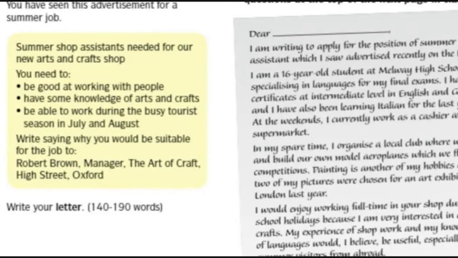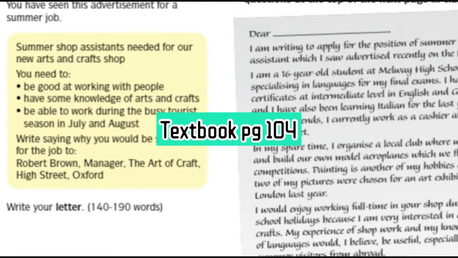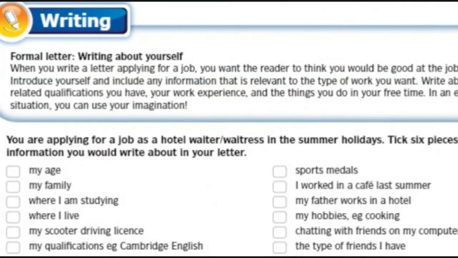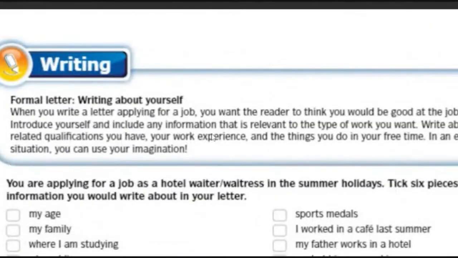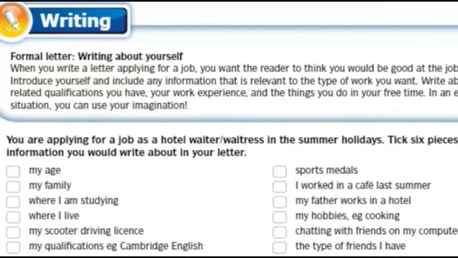Okay, you can take out your textbook and turn to page 104, and you will see this page. We're going to do writing today, and you are going to write a formal letter to apply for a job. So when you are writing a formal letter to apply for a job, basically you are writing about yourself. You are telling the boss or the manager that you are suitable for this job. Okay? All right, let's read through these notes here.